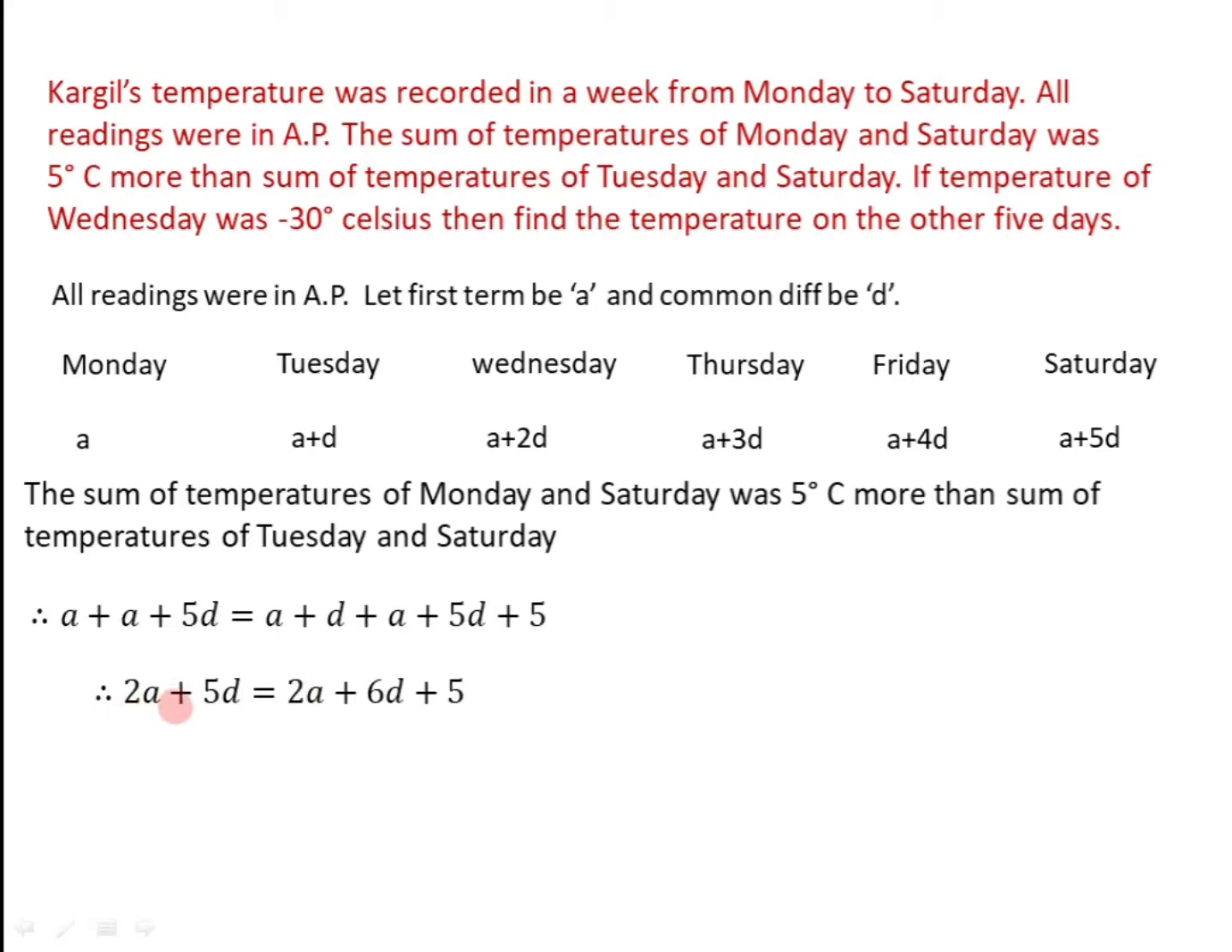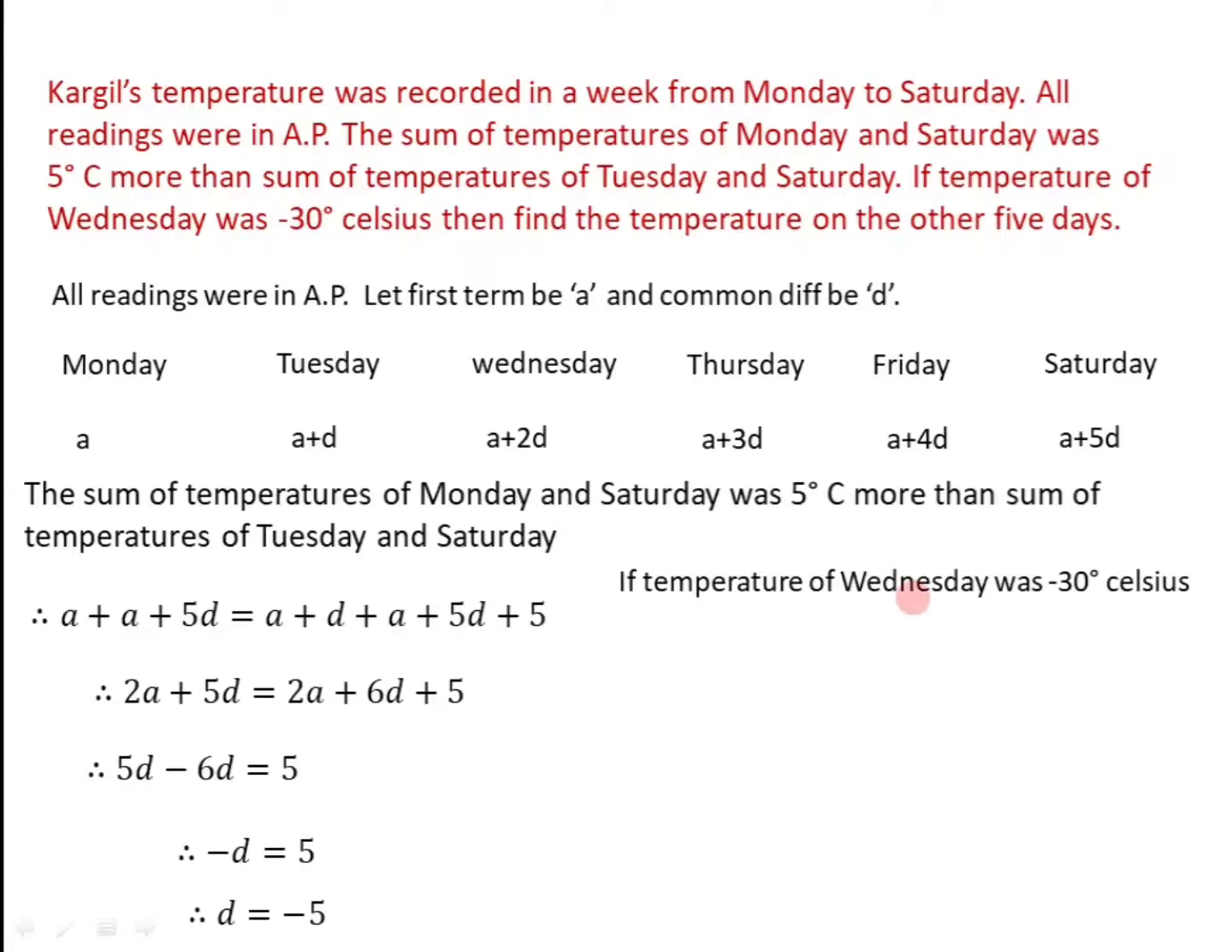On both the sides 2A will get cancelled, and if we take 6D to the left hand side, it would be 5D minus 60, that is equal to 5. So 5D minus 60, that's minus D is equal to 5. If we change signs on both the sides, we get D is equal to minus 5.